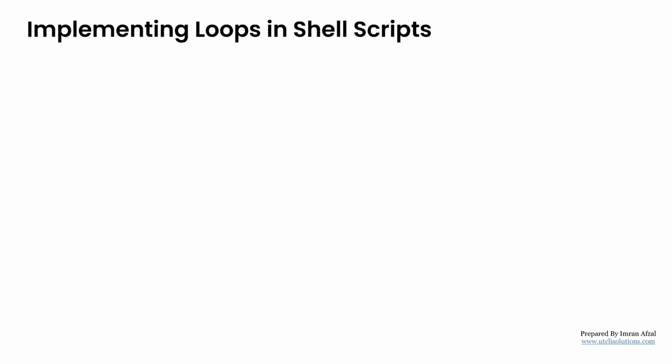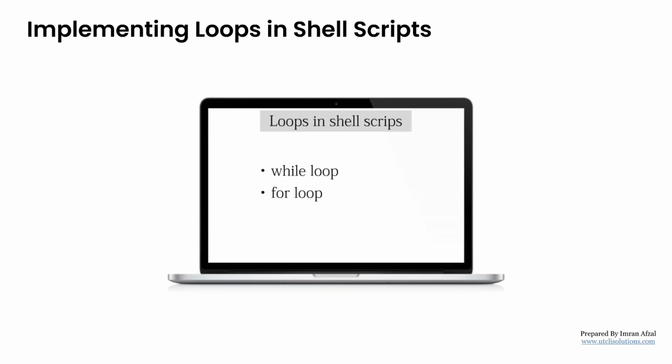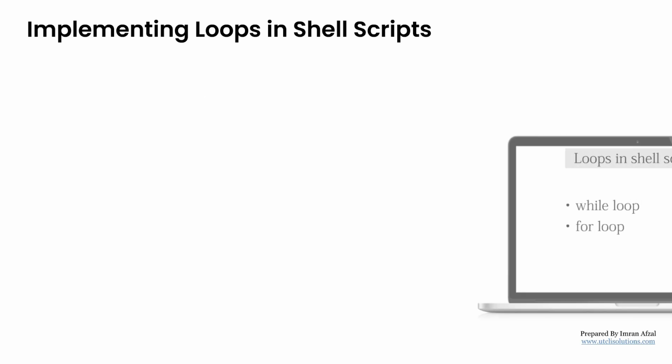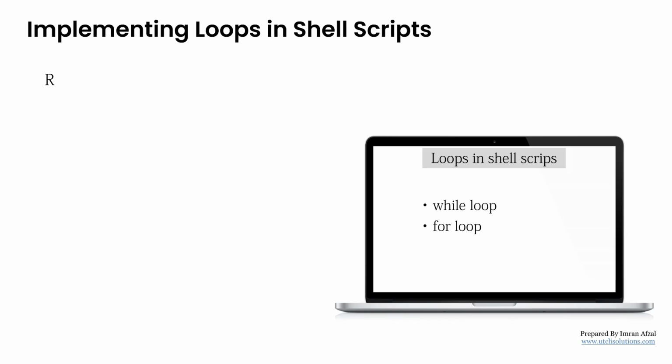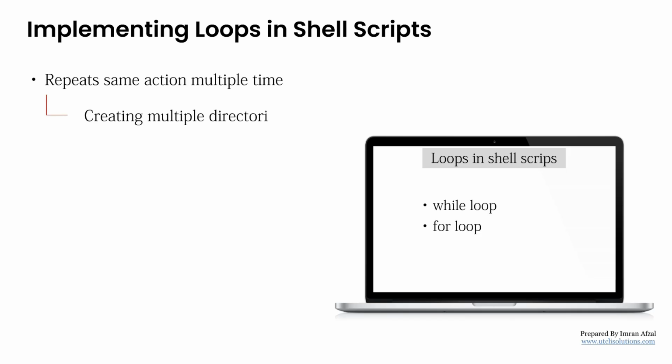Hey folks, in this lecture we're going to learn how to automate repetitive tasks using loops in shell scripting. Loops are extremely useful when you need to perform the same action multiple times, like creating multiple directories, pinging multiple hosts, monitoring services, and much more. This is very important from the RHCSA exam point of view as well, because in real-life system administration, loops save you a lot of time and effort.